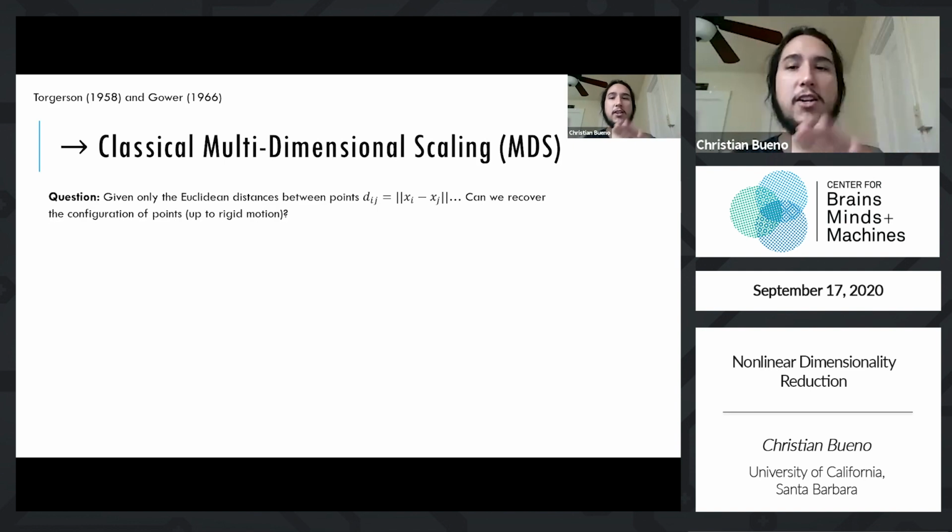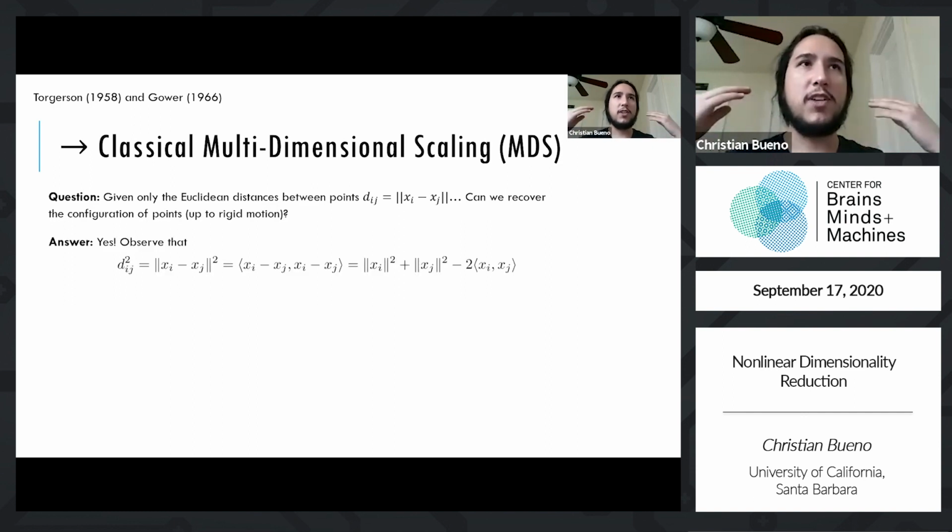So here, it's a different setting. Unlike with PCA, we're not given the positions as vectors. We're just told, here are the distances. You don't know exactly what the original numbers inside those vectors were. And the question is, can we recover the configuration up to translation and rigid motions? Because that's not going to matter to us. But can we do it? And the answer is yes.